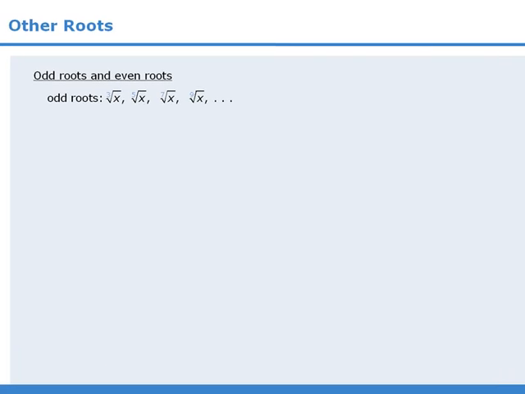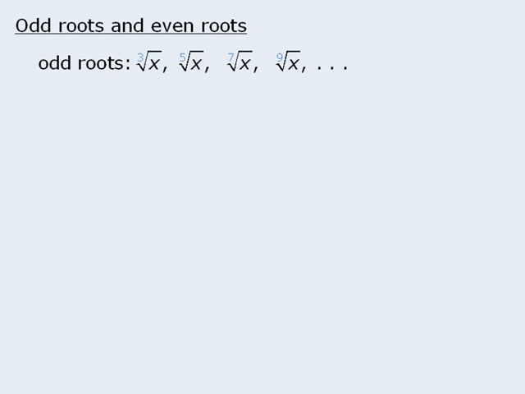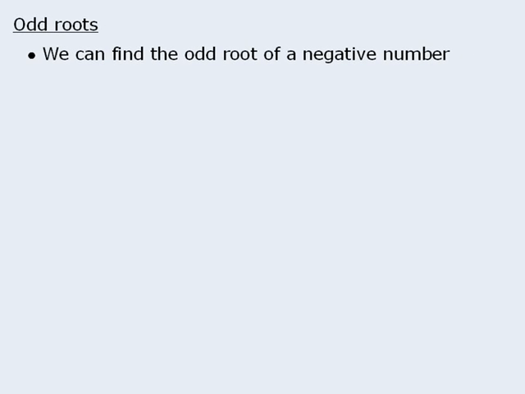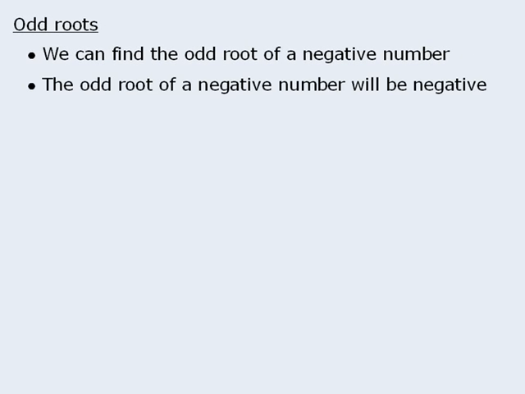To begin, odd roots are roots such as the third root, the fifth root, the seventh root, and so on. And even roots include the square root, the fourth root, the sixth root, and so on. Now, when it comes to odd roots, one property is that we can find the odd root of a negative number. Another property is that the odd root of a negative number will always be negative. So, for example, the fifth root of negative 32 is equal to negative 2, since negative 2 to the power of 5 equals negative 32.